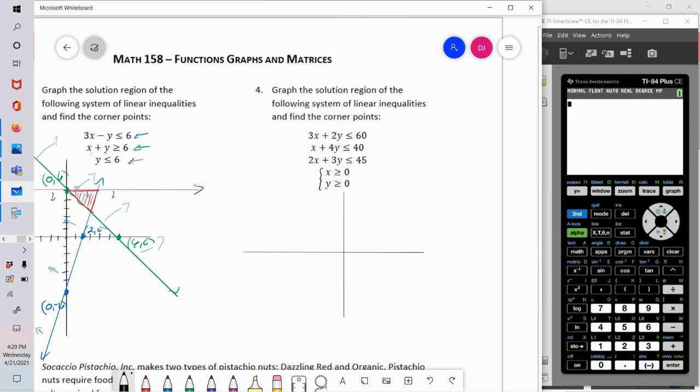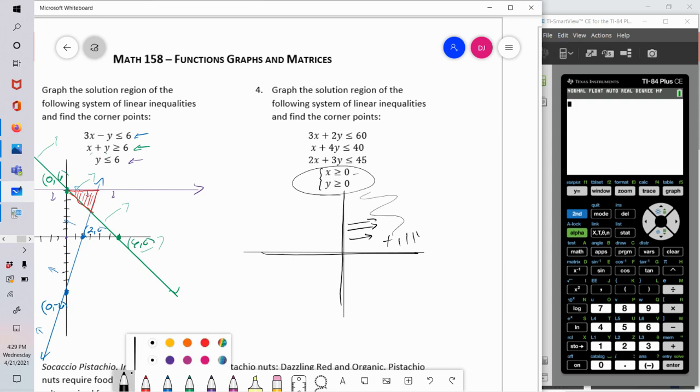And here's my y-axis. But when I get to x is greater than or equal to 0, that means that I'm going to graph the y-axis, and that's everything to the right of it. Y equals 0 is the x-axis, and we're going to shade everything above it. So when we have a scenario where x and y are both always going to be greater than or equal to 0, those types of situations limit us to the first quadrant.